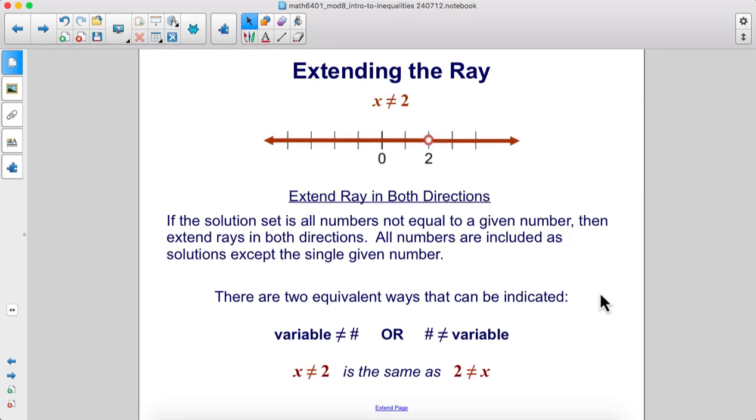If the solution set is all numbers not equal to a given number, then you're going to extend the rays in both directions. All numbers are included as solutions except the single given number. So this is the graph of x is not equal to 2. See how it includes every number except 2. There are two equivalent ways that can be indicated. Variable is not equal to number, or number is not equal to variable, since x is not equal to 2 is the same as 2 is not equal to x.